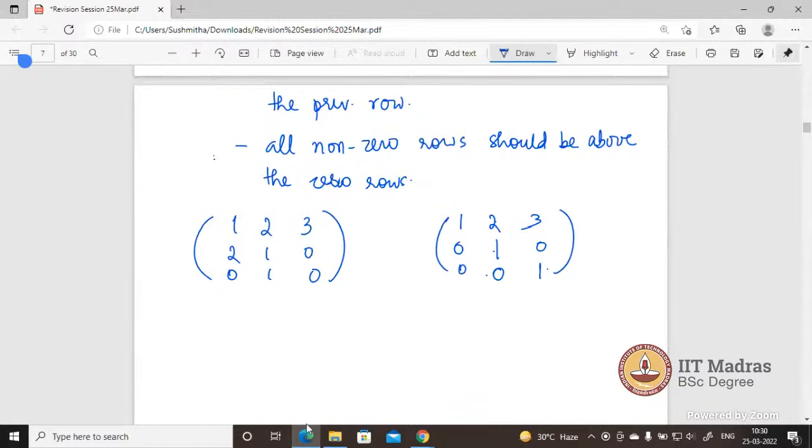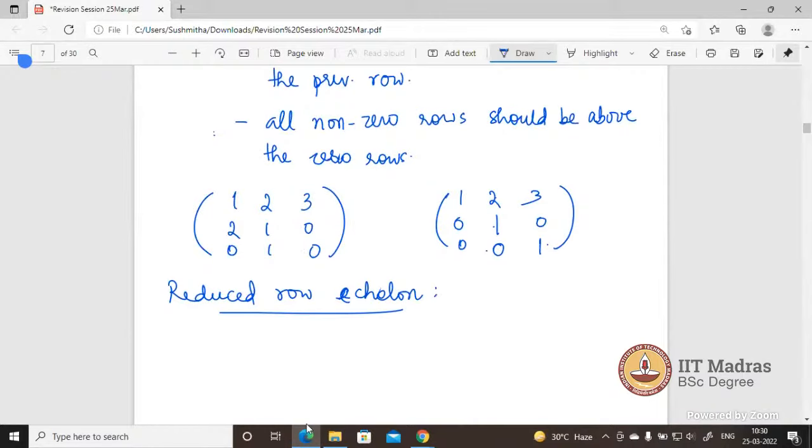And then, what is the reduced row echelon form? All entries other than the pivot are 0. Only the leading entry of a column is nonzero, right? So firstly, it should be in row echelon form.